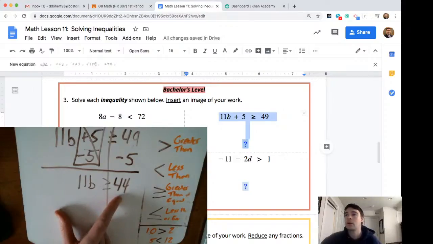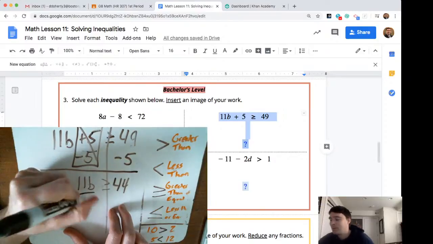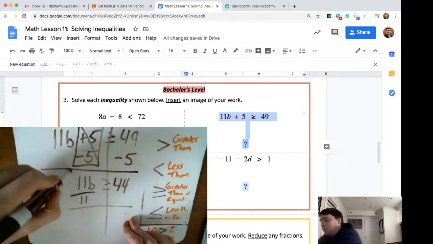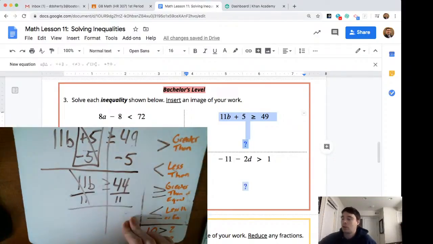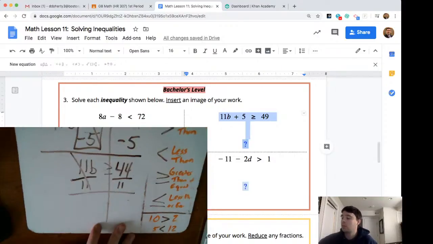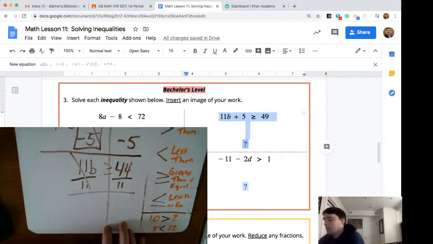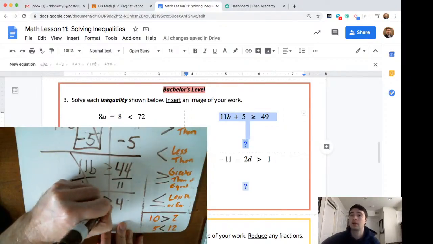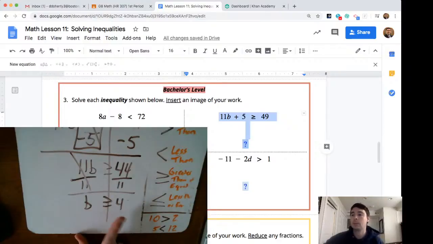So it says 11b is greater than or equal to 44. Hopefully you're all screaming at home, Mr. Doherty, we need to divide by 11 now, because that's how we cancel out the multiply by 11. So I'm going to divide both sides of this inequality by 11 to cancel out the coefficient with b, the multiply by 11. 44 divided by 11 gives us 4. So this simplifies to say b is greater than or equal to 4.